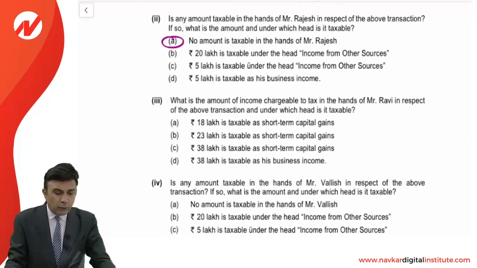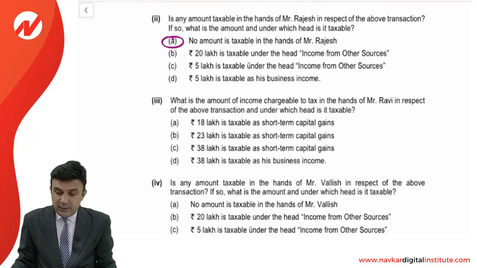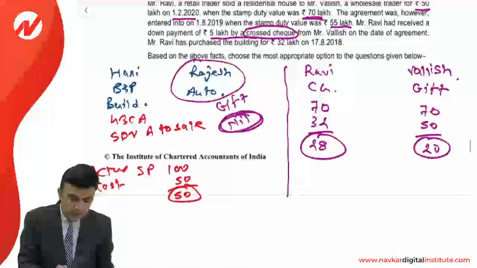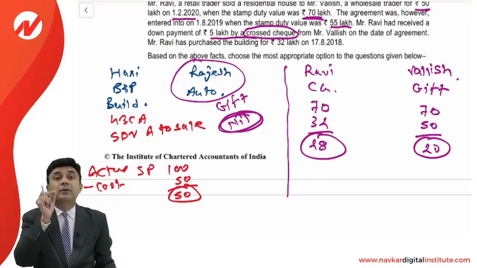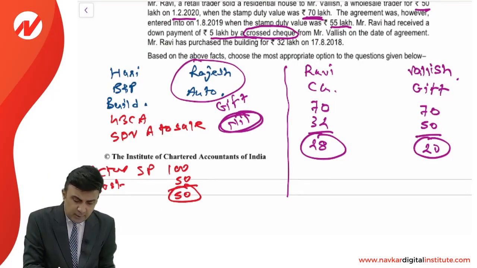Third, what is the amount of income chargeable to tax in the hands of Ravi in respect of the above transaction, and under which head will this amount be taxable? Friends, can I say for Ravi, the amount would be chargeable under the head capital gain? And what would be the amount chargeable? 70 less 32. I think it is going to be 38.